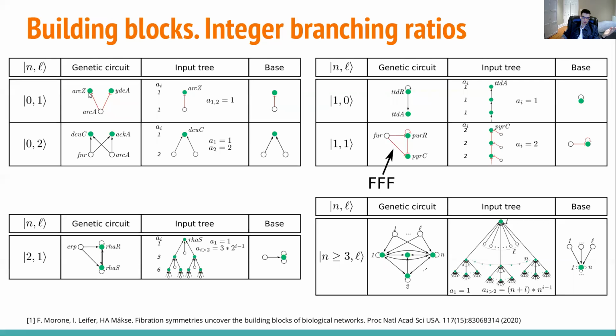So 0, 1 is how we classify this circuit. So this is 2 nodes that have 1 input, and it doesn't have to be 2 nodes. It can be 15 nodes that have 1 input, as long as the input tree has 1 regulator and it's of finite depth. It's going to be 0, 1.